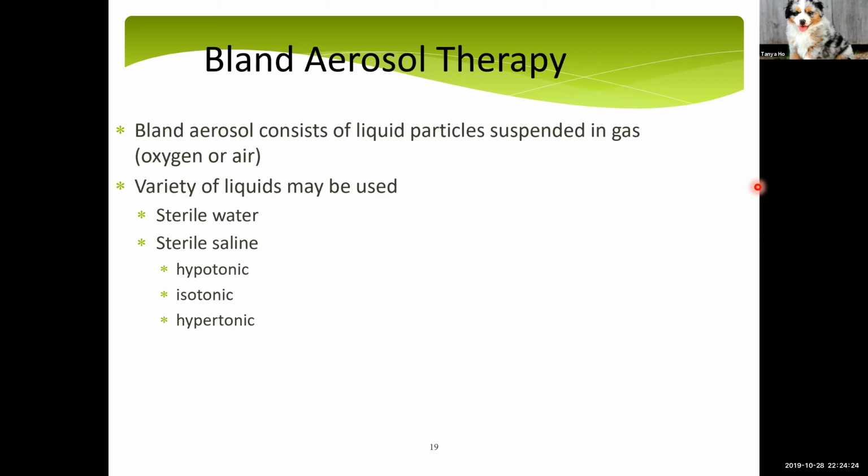So in terms of hypertonic saline, you might give that through a small volume neb to induce them to cough to get a sputum sample.